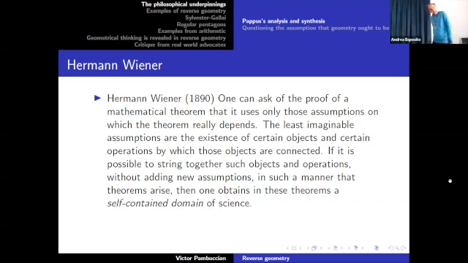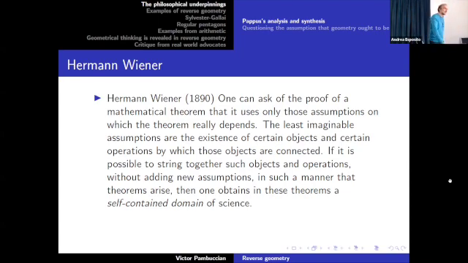So he says one can ask of the proof of a mathematical theorem that it uses only those assumptions on which the theorem really depends. Here we see also a sort of purity of method. In other words, if the statement of the theorem says only about these things, then don't come with things that have nothing to do with the statement of the theorem.